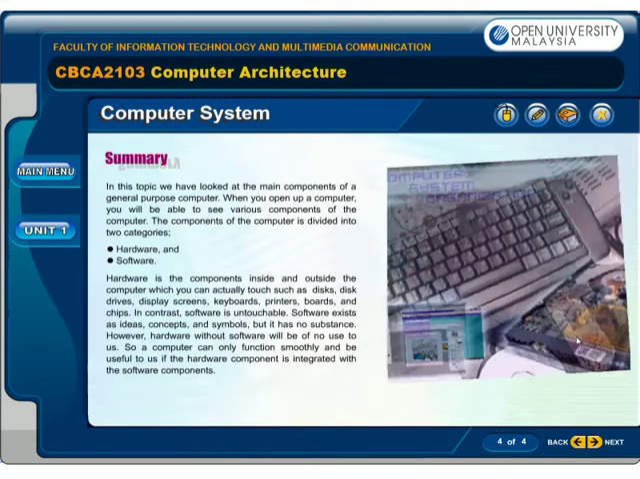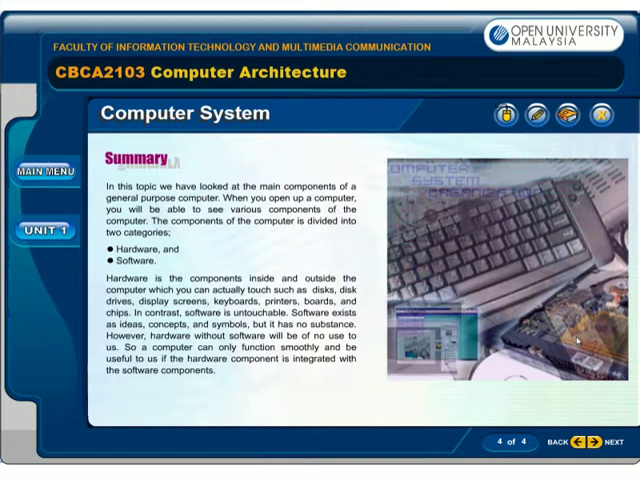In this topic, we have looked at the main components of a general-purpose computer. When you open up a computer, you will be able to see various components of the computer. The components of the computer are divided into two categories, hardware and software. Hardware is the components inside and outside the computer which you can actually touch, such as disk drives, display screens, keyboards, printers, boards, and chips.